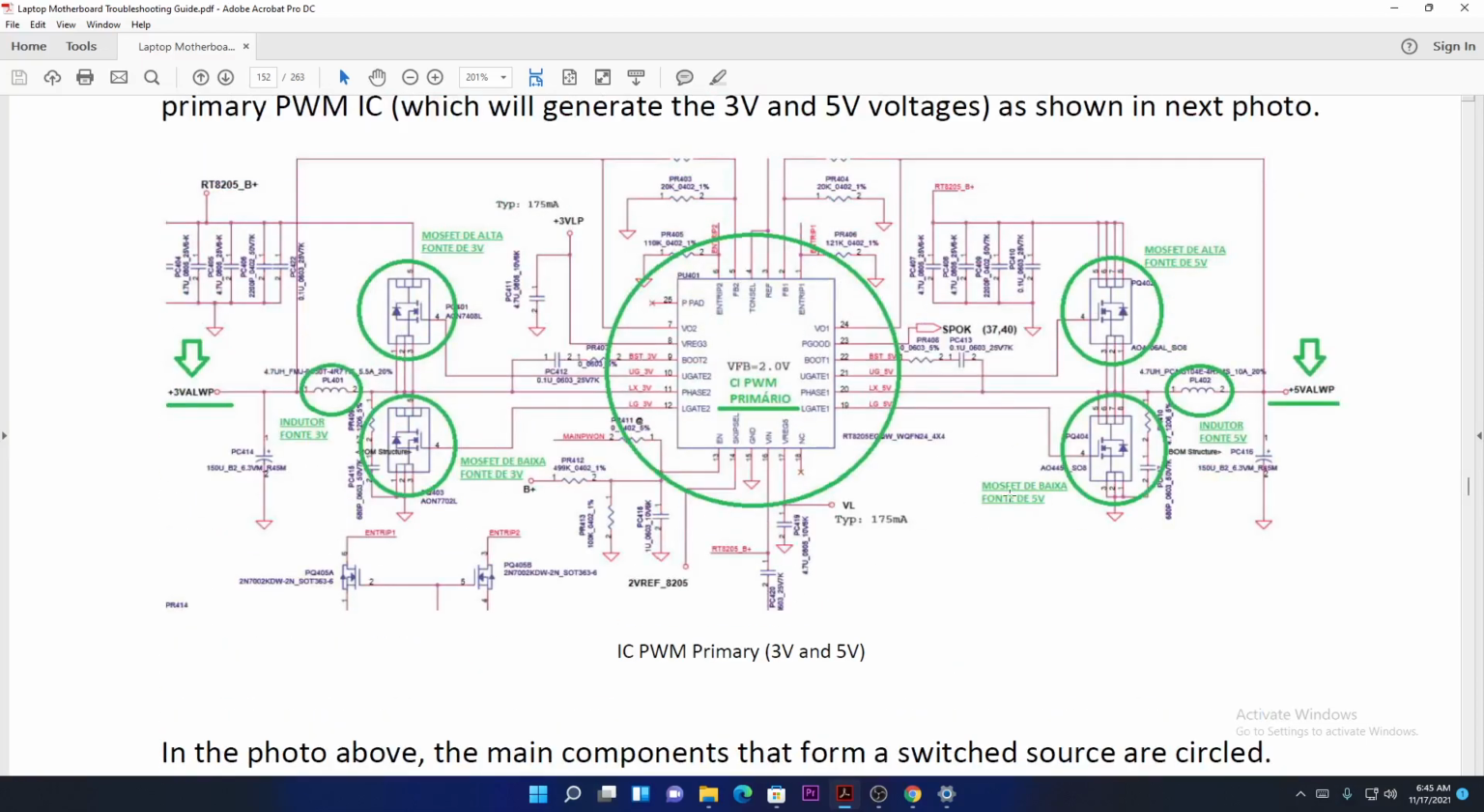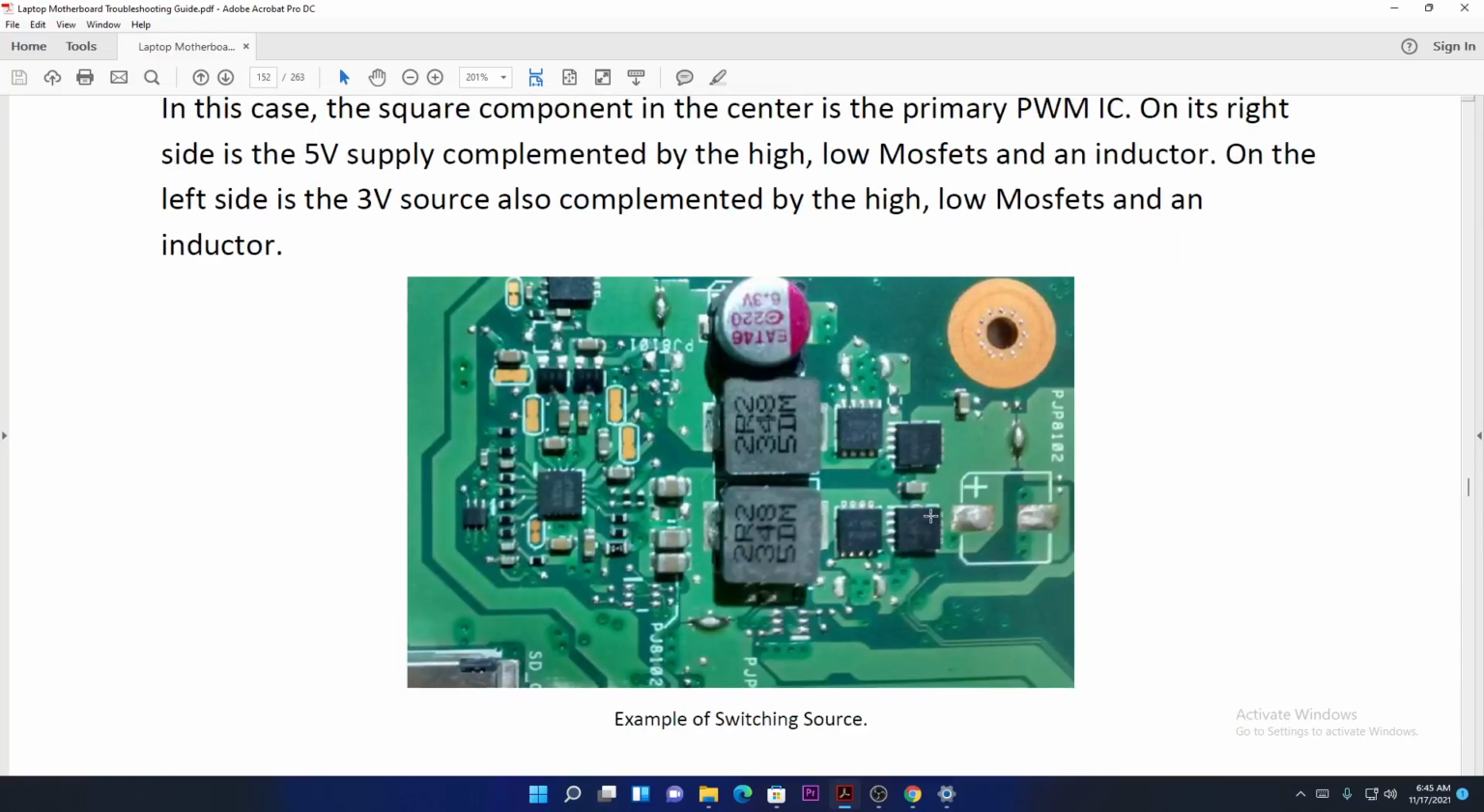Let's have a look at it in the schematic. This is how it looks in the schematic, and this is how it looks in real life. But again, it won't always be like this. They can put them in any shape, in any stance as well, but you have to be able to identify them. You have to be able to see that this is the 3.3 and this is the 5 volts. I'm sure you can see, right?